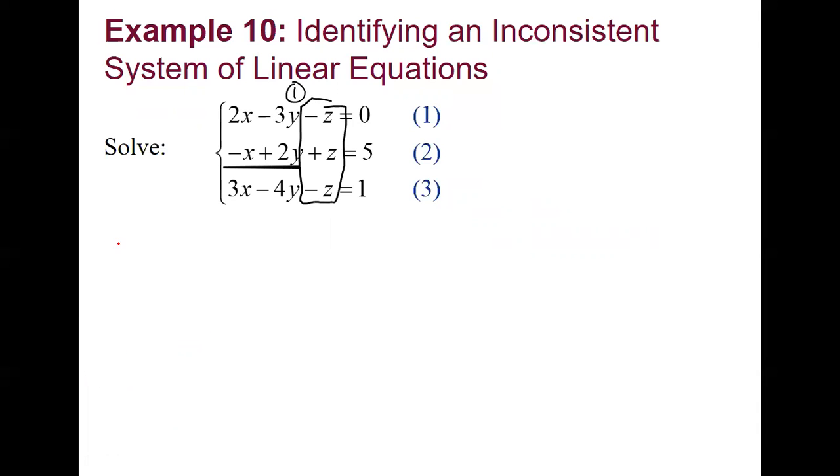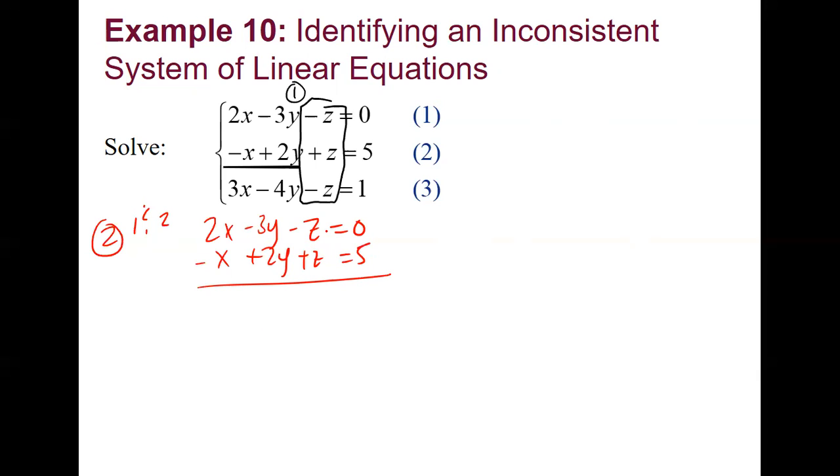So step 2 is to choose your first 2 equations. So I'm going to do equation number 1 and equation number 2. So I have 2x minus 3y minus z equals 0. I have negative x plus 2y plus z equals 5. Z's cancel. I'm left with x minus y equals 5. Good?